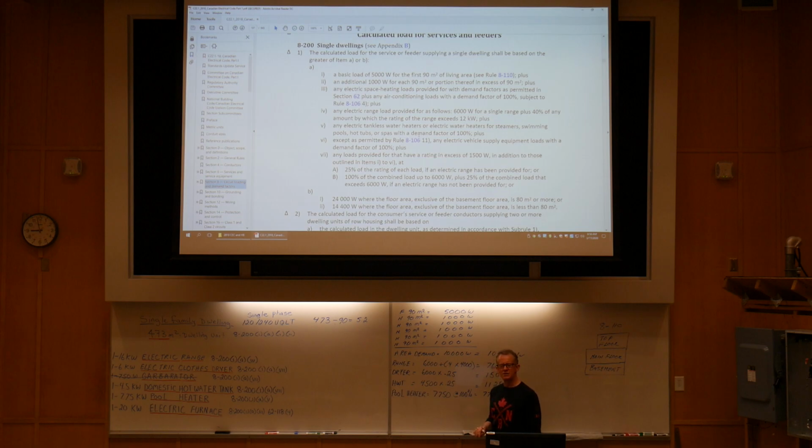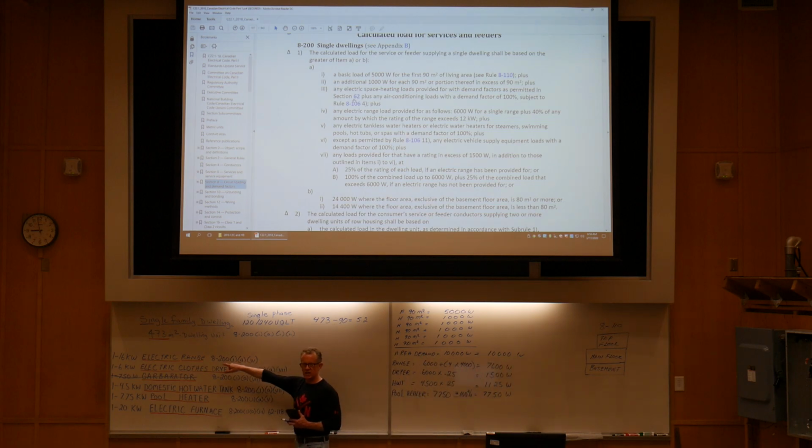Then, the heat. Even though the heat is one of the first rules, I generally leave it to the last. It doesn't matter really how you perform the calculation as long as you get the rules right. But the critical one is you have to determine the range. Because if you don't have it, it changes how you deal with the other loads at 25%.